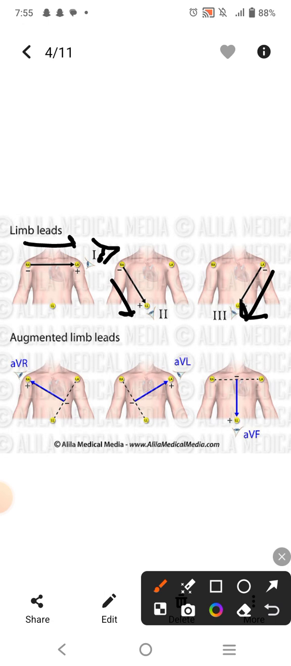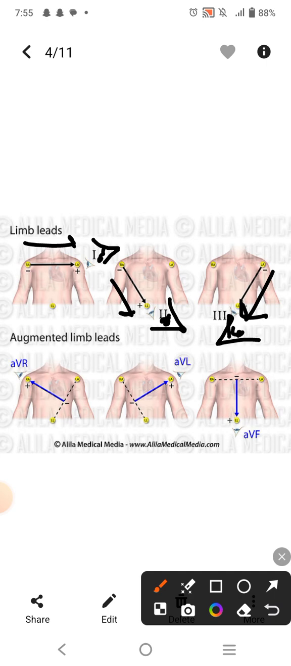And in the case of lead 2, we are seeing the heart from the inferior side. I hope this will be clear. And it is not just for fun that you are taking the view of the heart from the inferior side, from the lateral side. It is mainly used for detecting any type of abnormality in the heart.